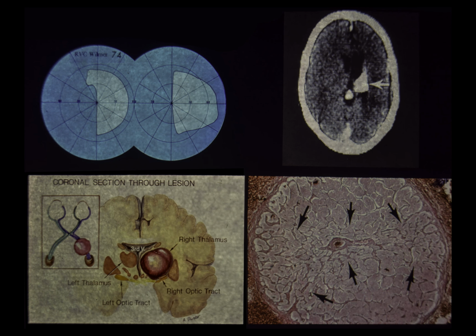Lower left. The artist's sketch shows the relationship of the AV malformation to the right optic tract. Lower right. An optic nerve cross-section showing a horizontal band of atrophy outlined by arrows is the histologic correlation of the band atrophy seen in patients with a temporal hemianopia from a contralateral optic tract or lateral geniculate lesion.